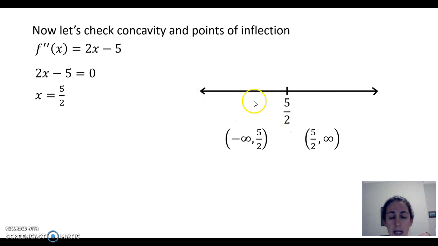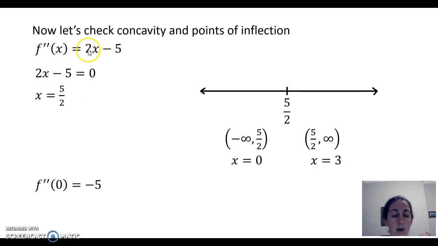I already have my number line here, so now I'll add these intervals that are outside that value. Again, I'll pick test values, one from each of these. It doesn't matter what the value is, as long as you pick one x value from each of the intervals and plug them in. Up here, we're going to plug them into the second derivative, because if the second derivative is positive, we're concave up, and if the second derivative is negative, we are concave down.